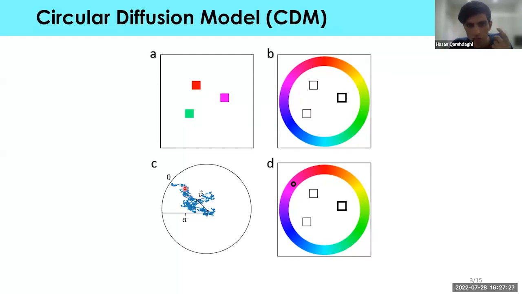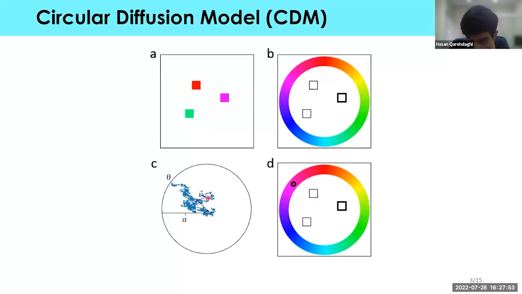And the decision is made when the state point reaches a threshold distance from the origin, represented by A, and the hit point represents the choice, and the time to hit plus non-decision time represents the response time of the subject in this trial.